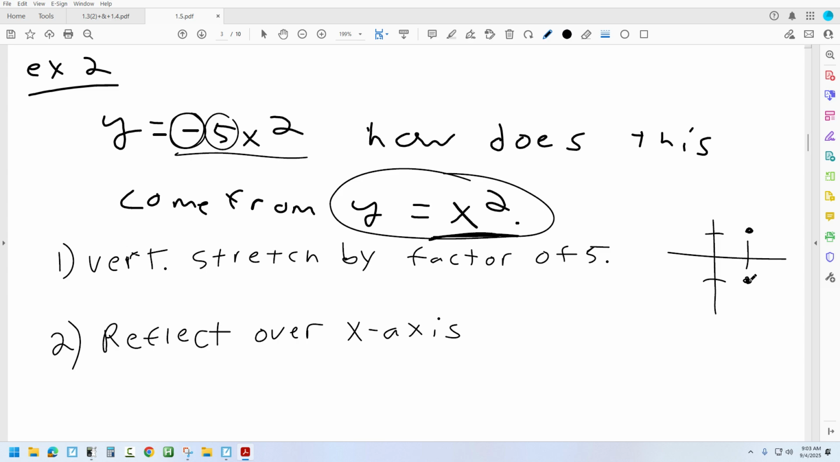Right. So after you multiplied all your y values by 5, you would then make all the signs the opposite. So if they were positive y's, make them negative. If they were negative, make them positive. Right. And that's how you would graph this, starting with that. Any questions on those 2 steps?